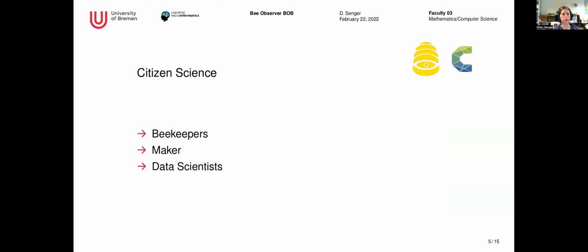What does it mean that it's a citizen science project? Basically, all the work in the research process is done, or at least supported, by citizens. For example, beekeepers come up with the research questions, and of course they also collect the data. Then we have makers, for example a group in Berlin called Hive Eyes, and they created the hardware and the software. And then we have data scientists, and therefore we collaborate with an association called Correlaid, who do data science for good.